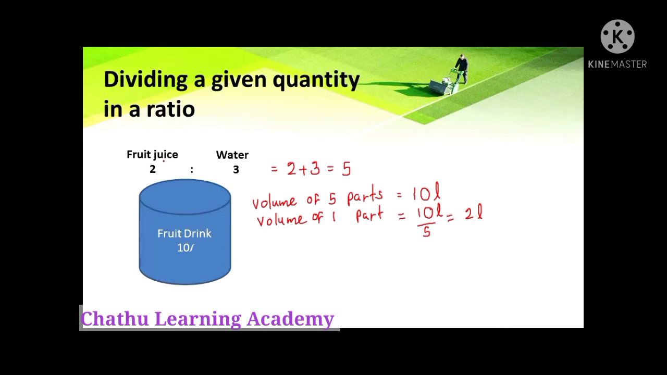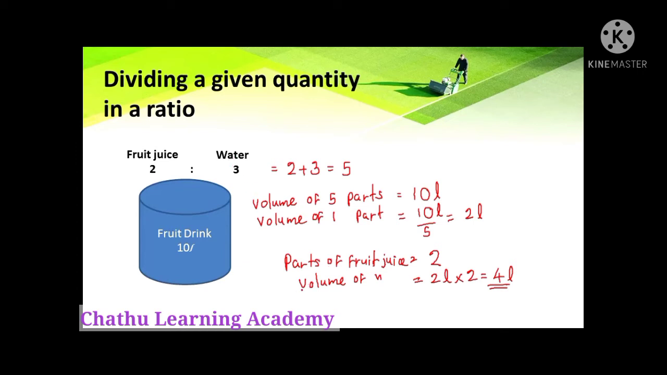Here, parts of fruit juice is equal to 2. If you know one part is equal to 2 liters, then 2 parts of fruit juice is equal to, then the volume of fruit juice. What is the volume? If one part is equal to 2 liters, then 2 parts is equal to 4 liters. Likewise, you can find the volume of water also.